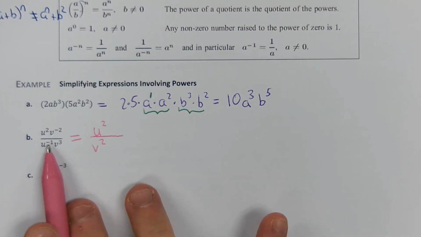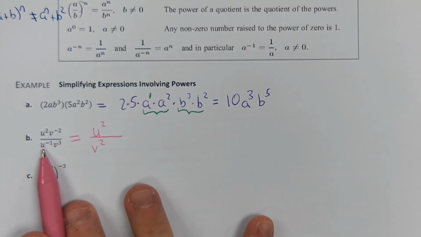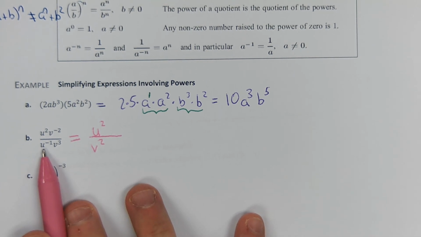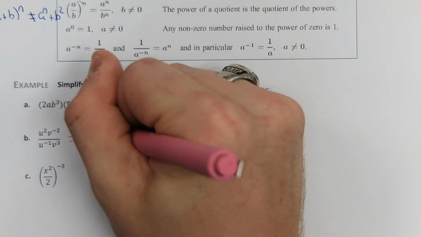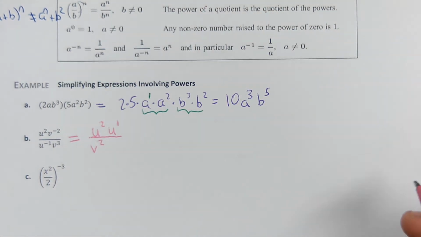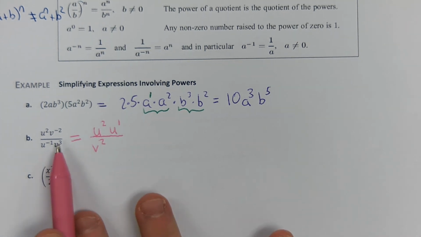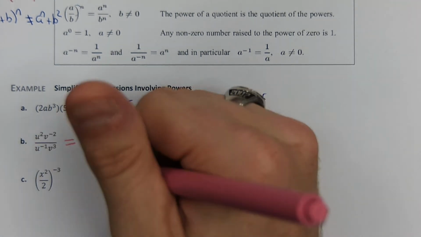Then I come to the bottom. This u, same idea, negative exponent. It gets to move to the top, and when it goes to the top, its exponent will turn to a positive 1. Do I need to write the 1? No, just detailed notes. And lastly, this v, positive exponent, stays put.